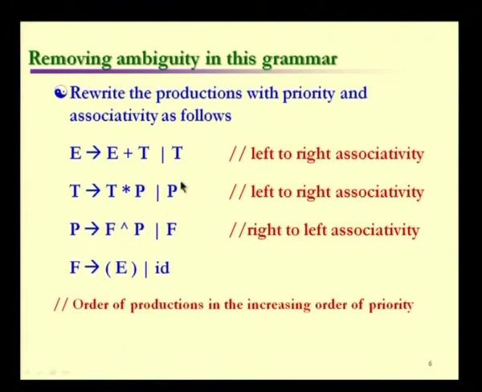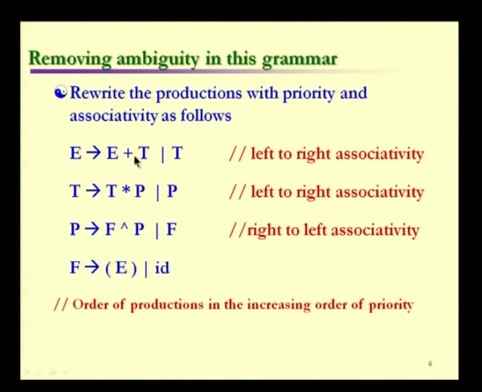As far as T, P and F are concerned, they will be used for connecting the various productions. Because of the T on the right hand side, for this production we ensure that the associativity is from left to right, and here also the associativity is from left to right, and here the associativity is from right to left because P is on the right.